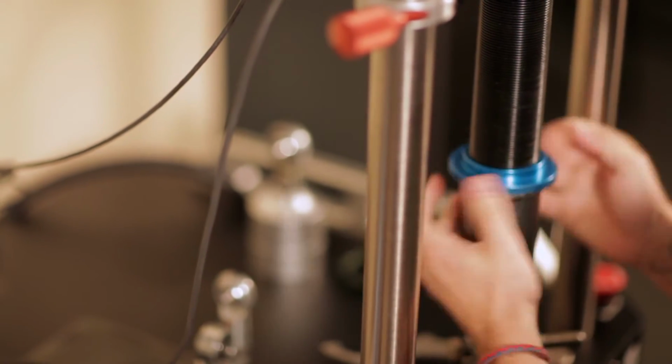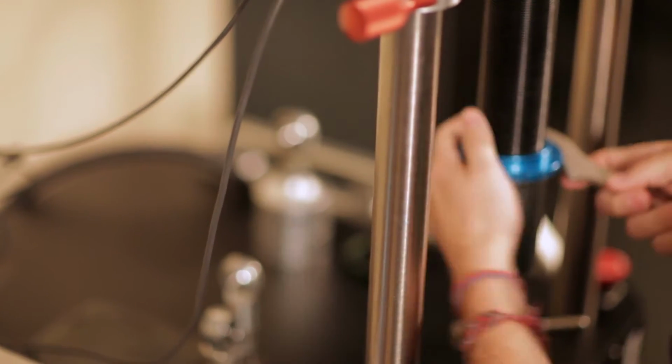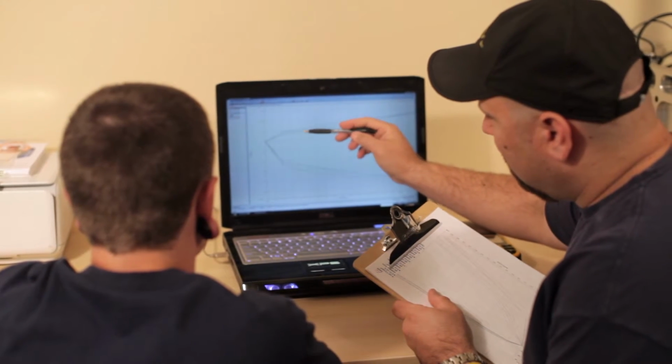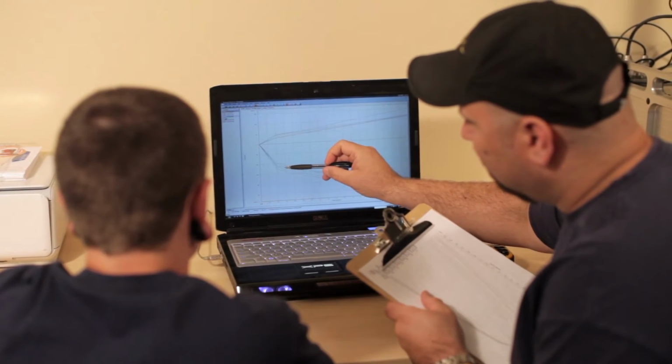Shocks are also valved for specific applications and spring rates. This ensures that the damper is accurately matched to the vehicle and requested spring rates.